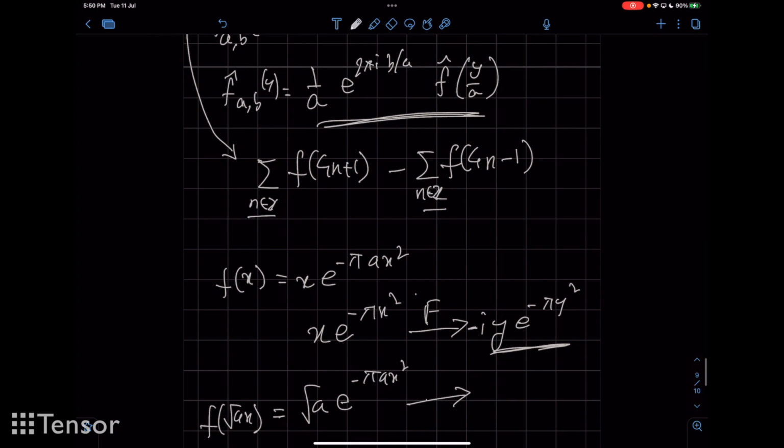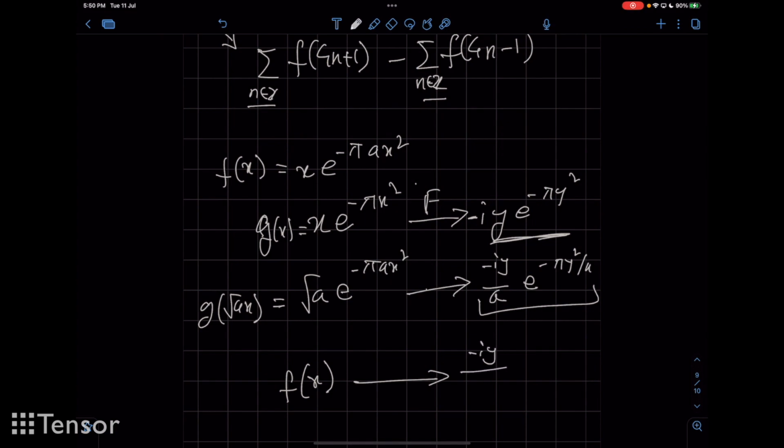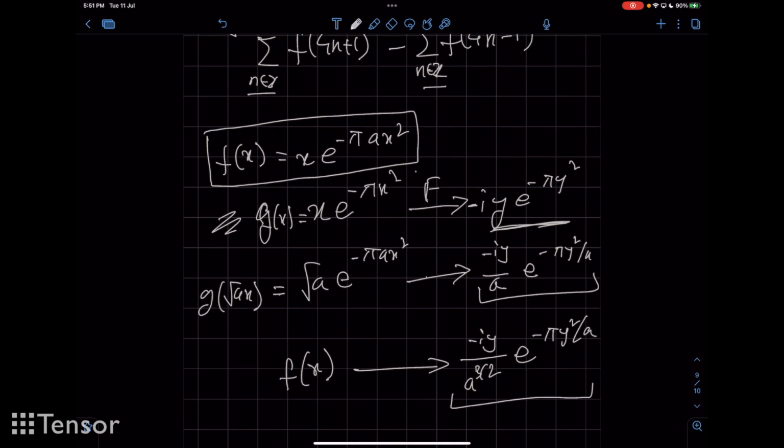So if we use this formula, we get negative i y over a e to the negative pi y squared over a. Sorry, by f I mean this function. So if this is g, this is g of square root of a x. So what is the Fourier transform of f then? It's just this divided by square root of a, that is negative i y over a to the 3 over 2 e to the negative pi y squared over a. So f is the first function, the Gaussian times x. The Fourier transform of g is left as an exercise for everyone.